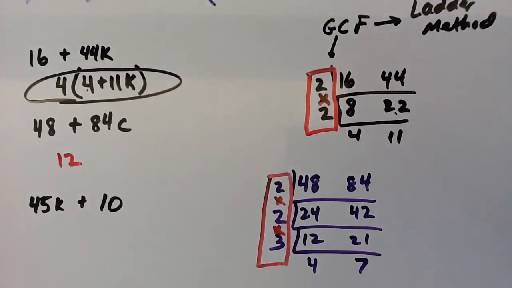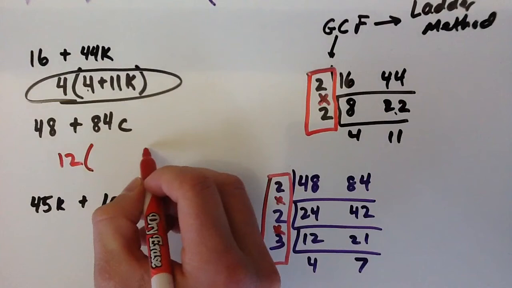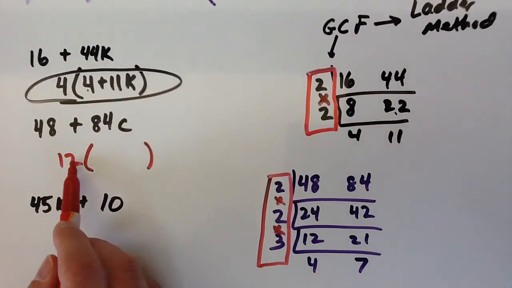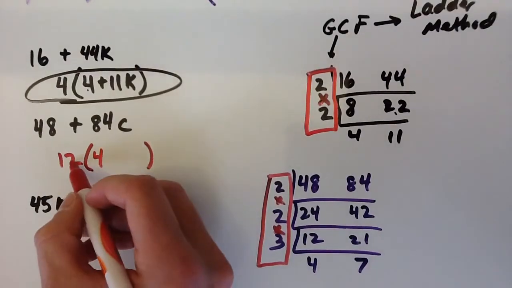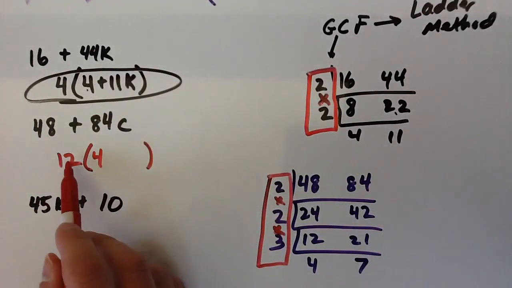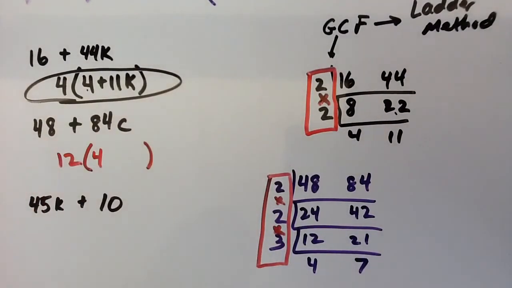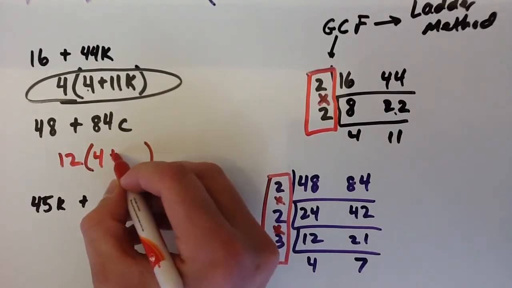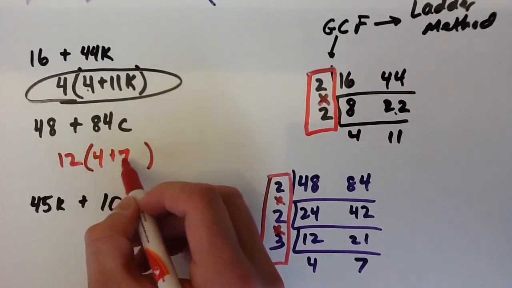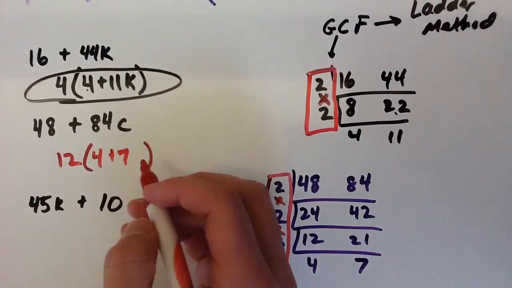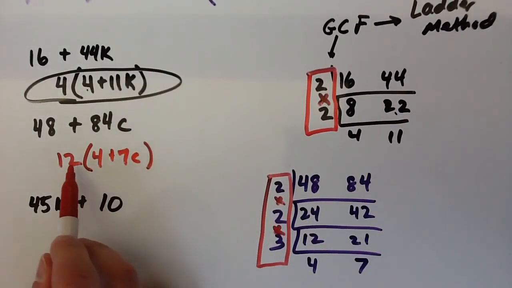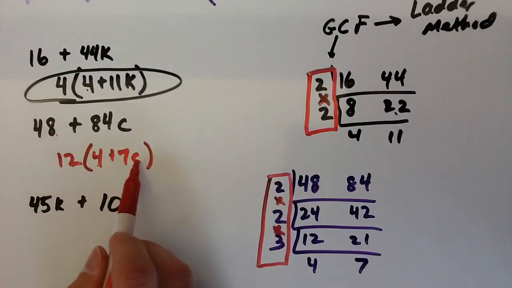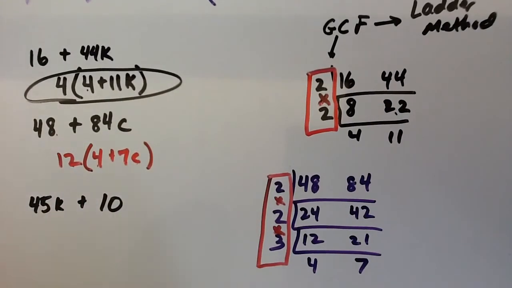I'm going to pull that 12 out, and then in parentheses here, I'm going to think to myself, 12 times what would be 48? Well, that would be 4, right? 12 times 4 is 48. What about 12 times what is 84? Well, that would be positive 7, right? 12 times 7 is 84, and there's a C there, so I have to add a C so that if I were to distribute, 12 times 4 is 48, and 12 times 7C is 84C. So this is my factored expression.